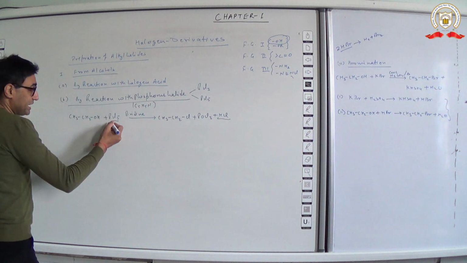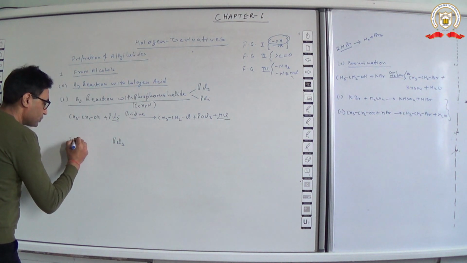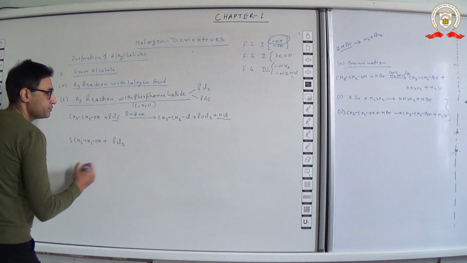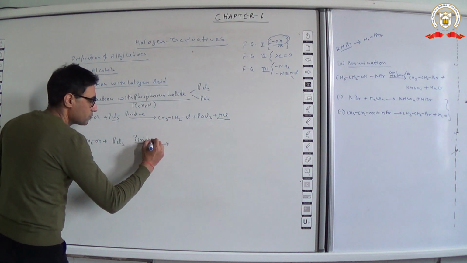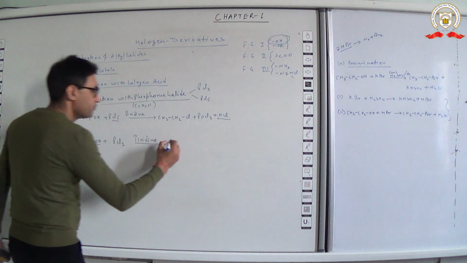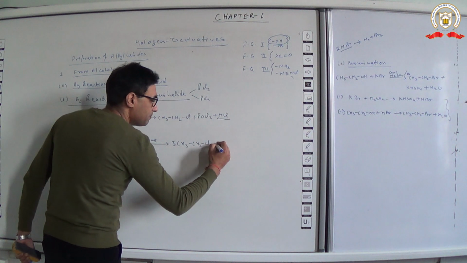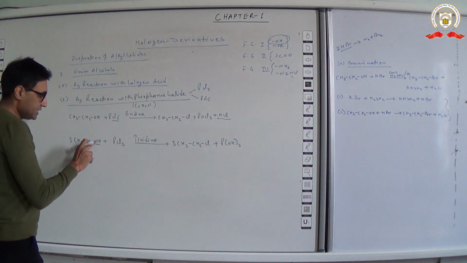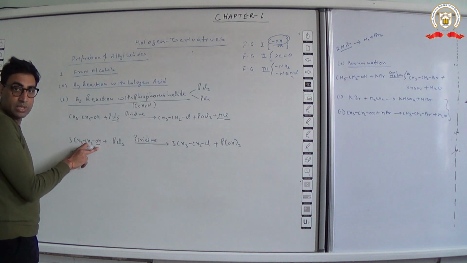Now what will happen if I take PCl3? In that case, I have to take 3 moles of CH3CH2OH, again in the presence of pyridine. 3 OH will get substituted by 3 chloride ions. I will get 3 moles of CH3CH2Cl plus P(OH)3. These 3 OH they will come here, these 3 Cl they will come here. They will substitute each other.